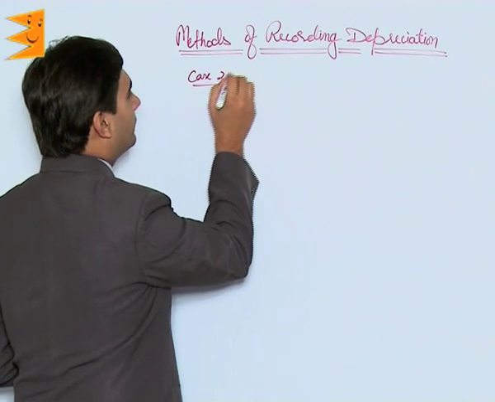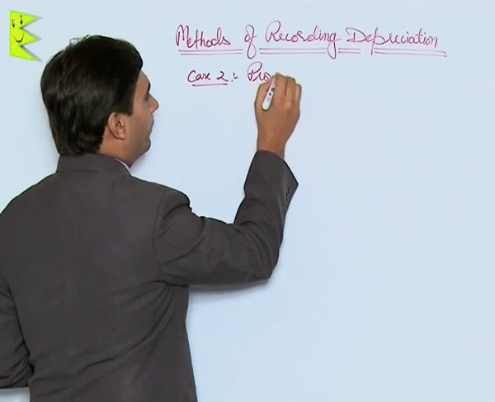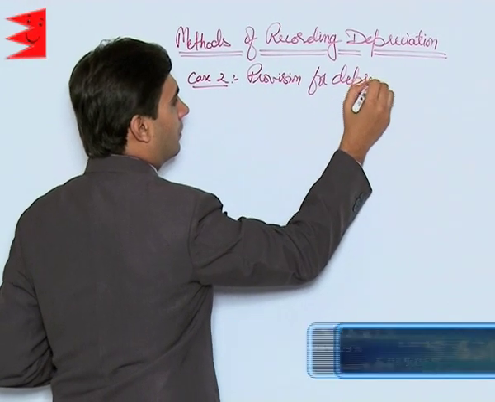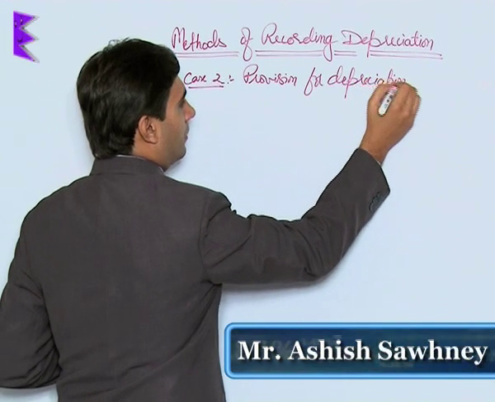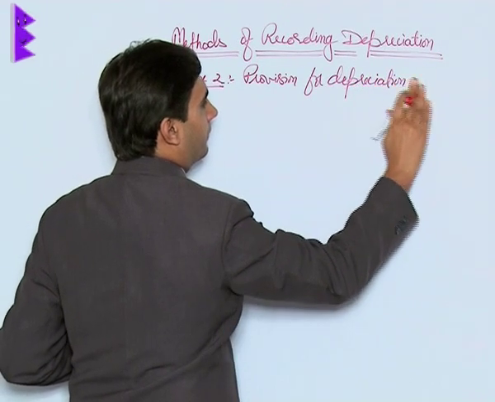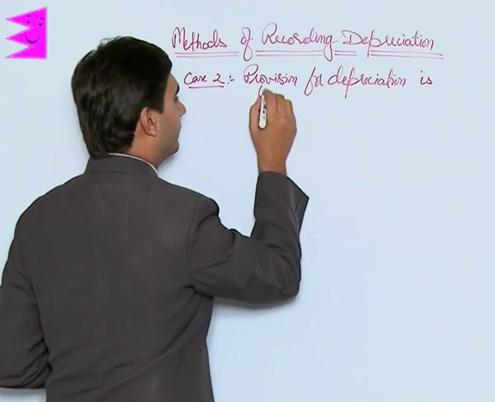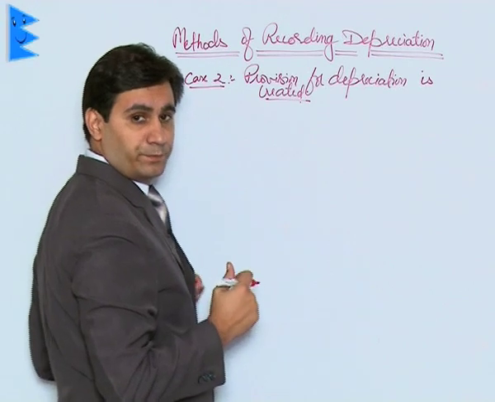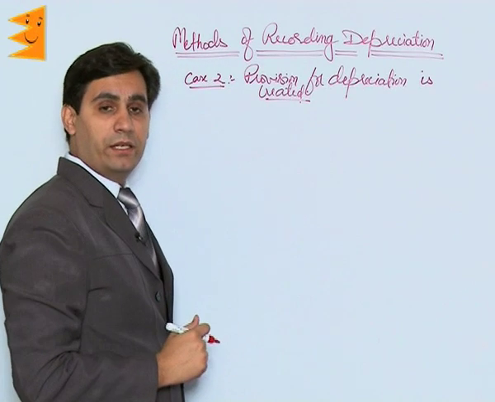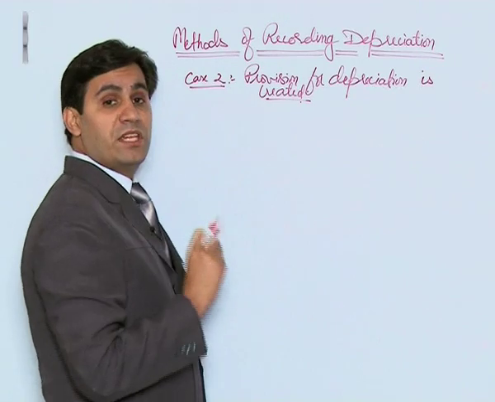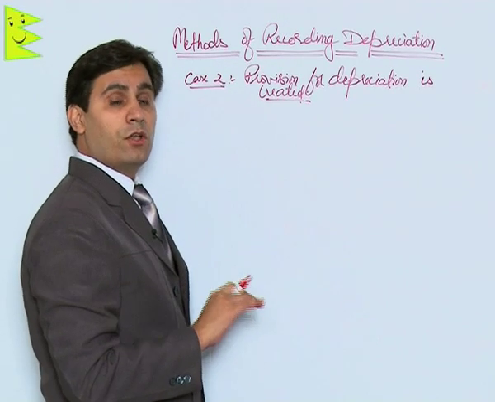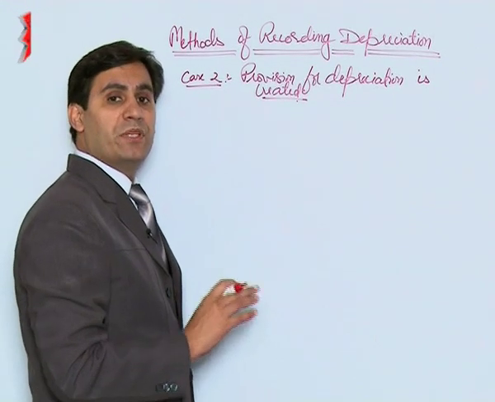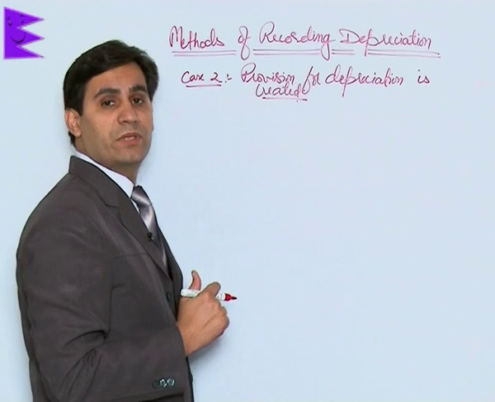Case 2 was when provision for depreciation is created. Now students, in this case, since the provision has been created, that means depreciation is charged as per straight line or written down value method, but it is not deducted from the value of the assets. Depreciation is transferred to provision for depreciation account.